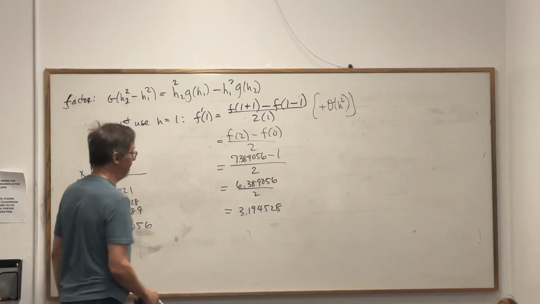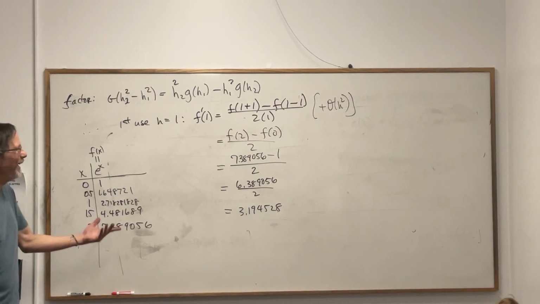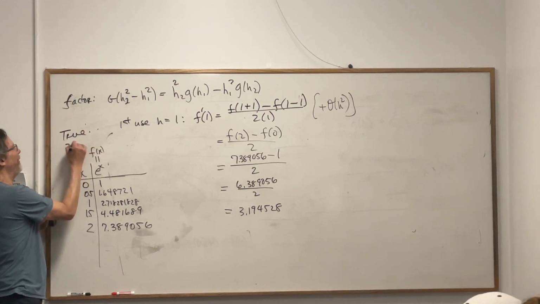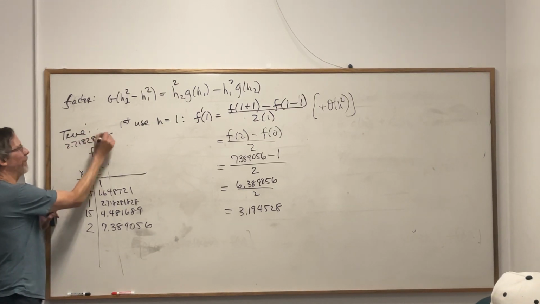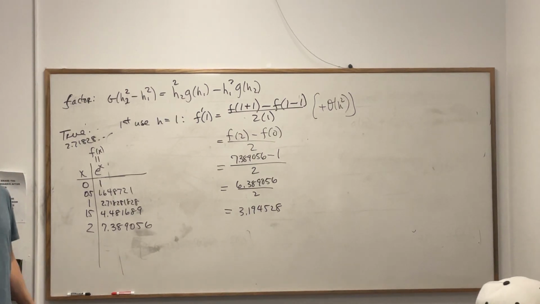Okay, cool. So that's terrible. Because remember what we're looking for. The true value is going to be 2.71828, blah, blah, blah. That's the true value. We are off by a lot.